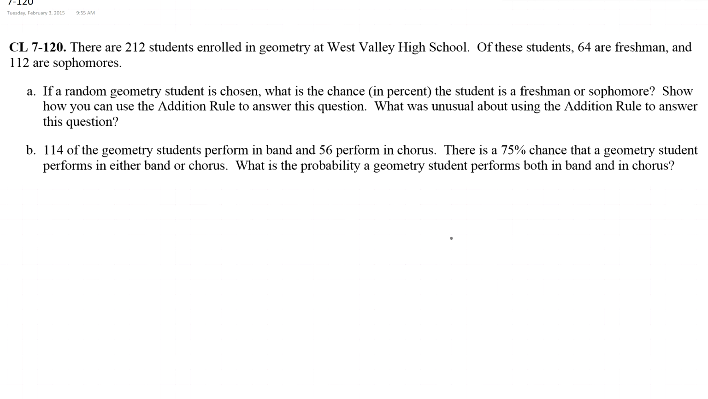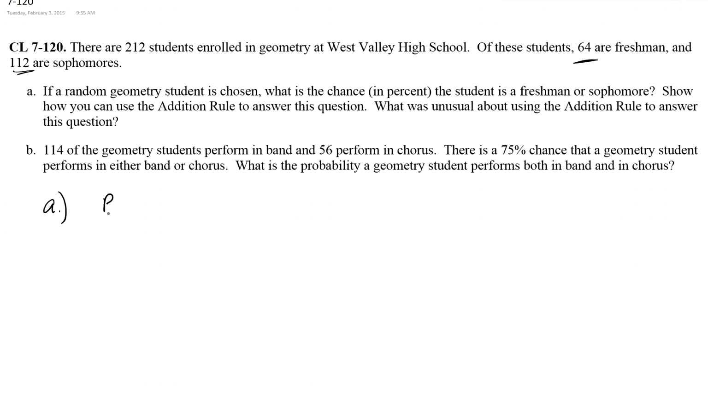There are 212 students enrolled in geometry at West Valley High School. Of these students, 64 are freshmen and 112 are sophomores. For A, it says if a random geometry student is chosen, what is the chance in percent the student is a freshman or a sophomore? Show how you can use the addition rule to answer this question. What was unusual about using the addition rule to answer this question?